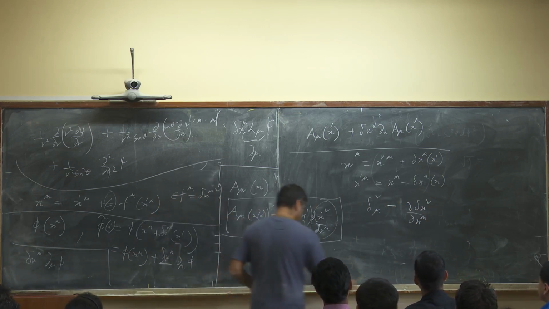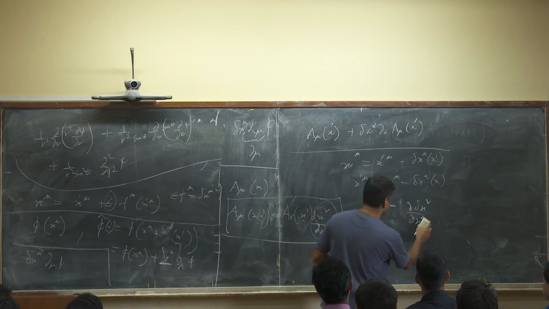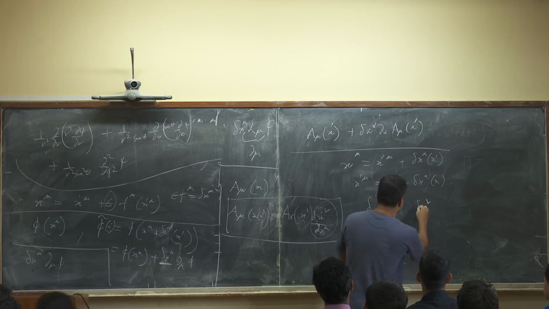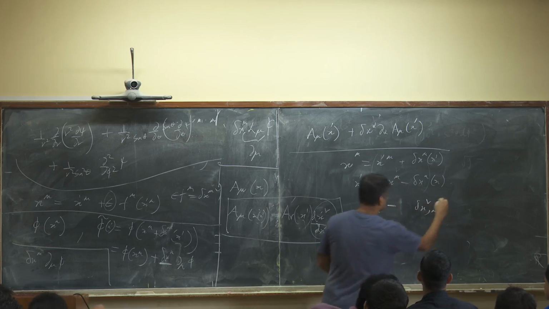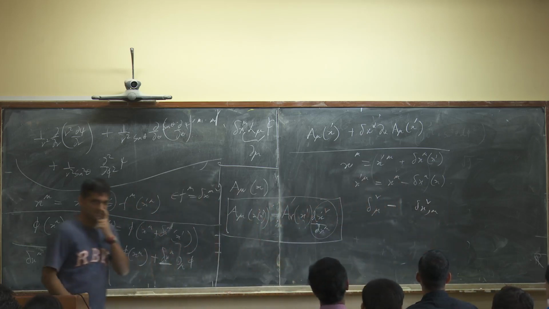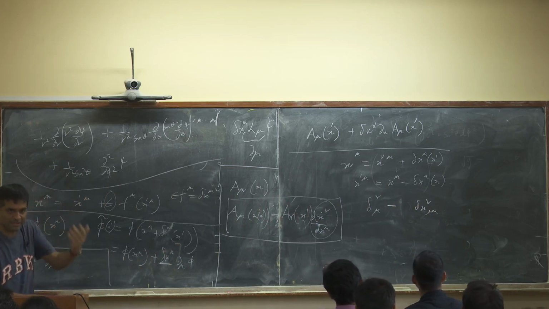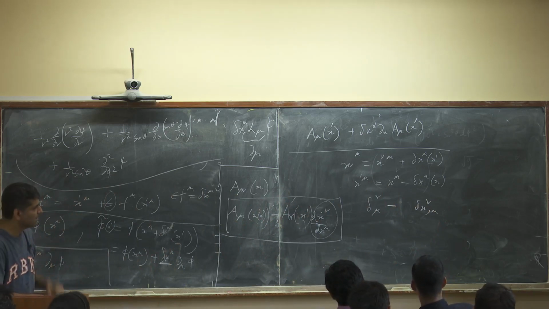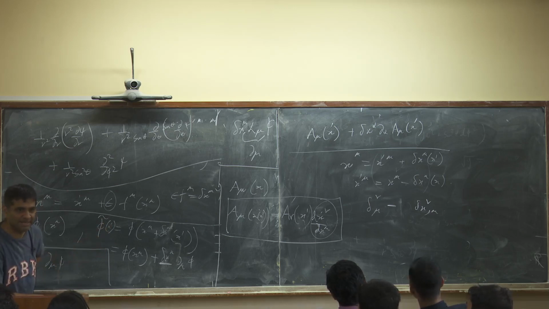Okay, let's use some less complicated notation for this. Let's call this, put a comma here, which means derivative with respect to its muth argument. Is this clear?